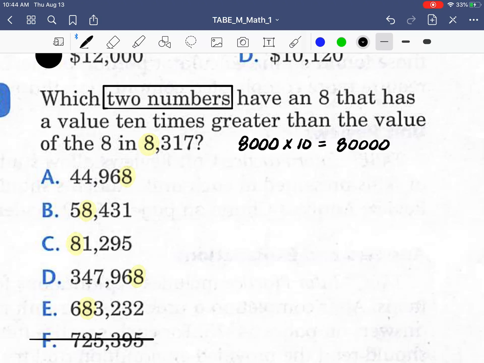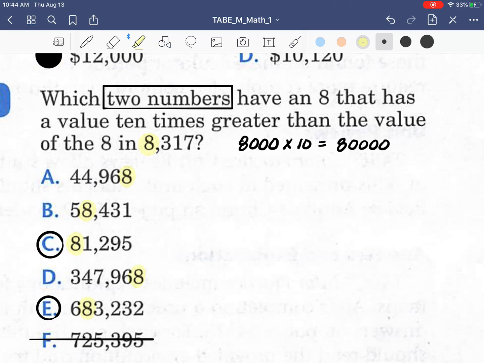So this first one, A, the 8 is in the ones place. B, it's in the thousands place. C, look at that one, it is in the 10 thousands place. But it's also there in E.